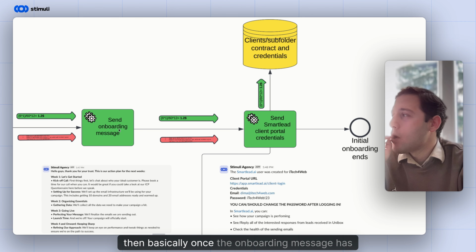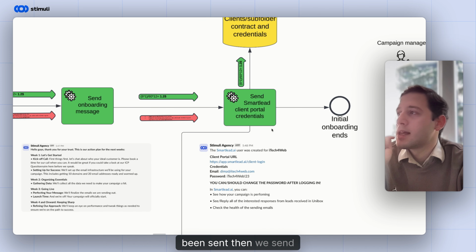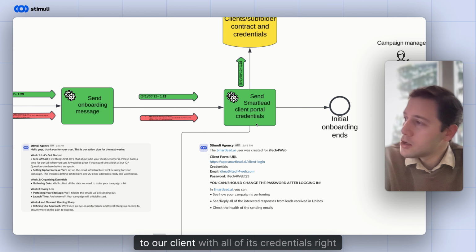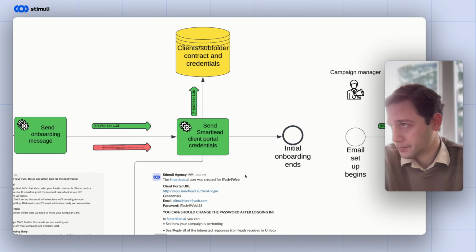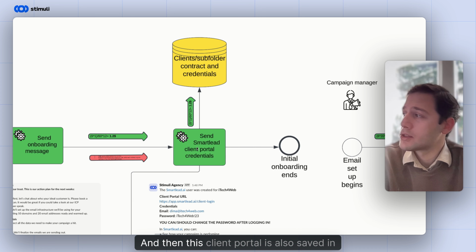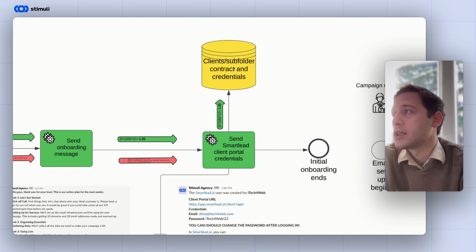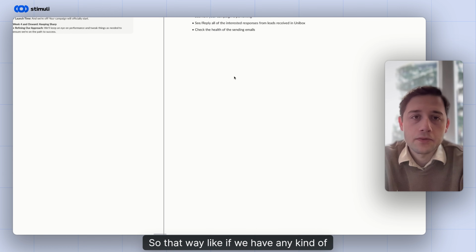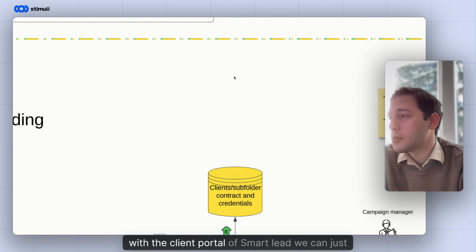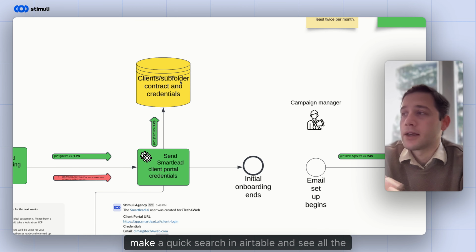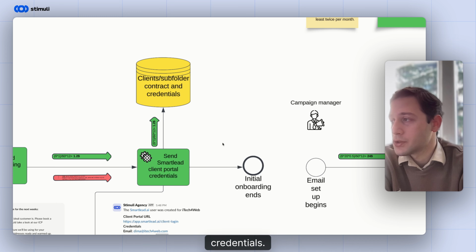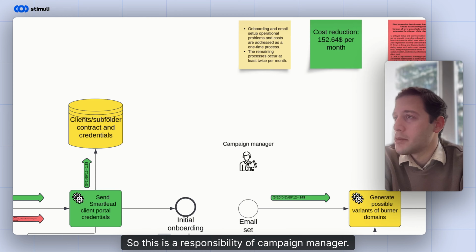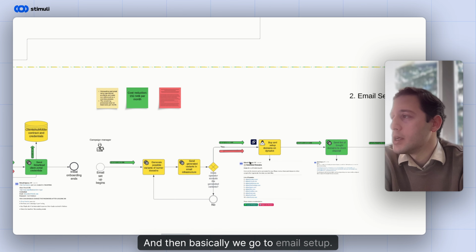Once the onboarding message has been sent, we send the Smart Lead client portal to our client with all of its credentials right here. This client portal is also saved in the client subfolder in Airtable. That way, if we have any problems with the Smart Lead client portal, we can just make a quick search in Airtable and see all the credentials. So initial onboarding ends right here. This is the responsibility of the campaign manager, and then we go to email setup.